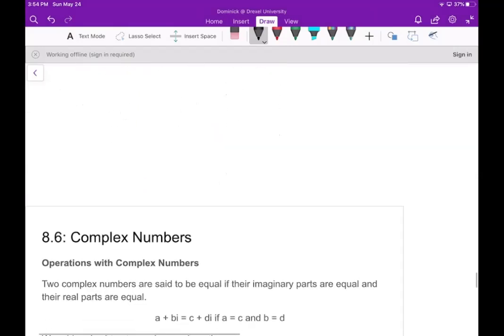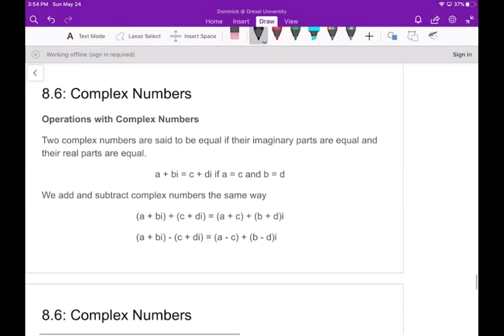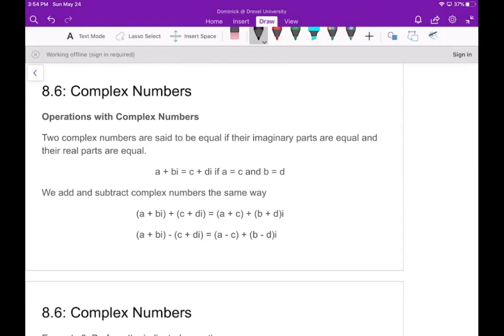Okay. So now that we've talked a little bit about writing complex numbers, we can start to talk about operations with complex numbers. Now, we say that two complex numbers are equal if their real parts are equal and their imaginary parts are also equal. So if you have the same thing, then they're equal. So hopefully that's pretty obvious.